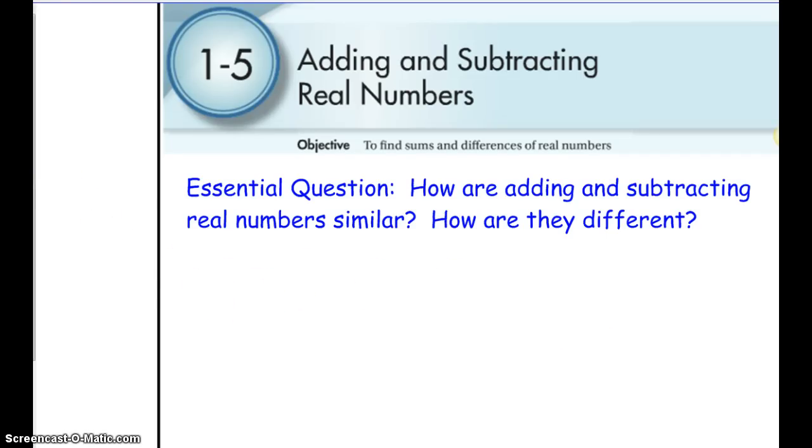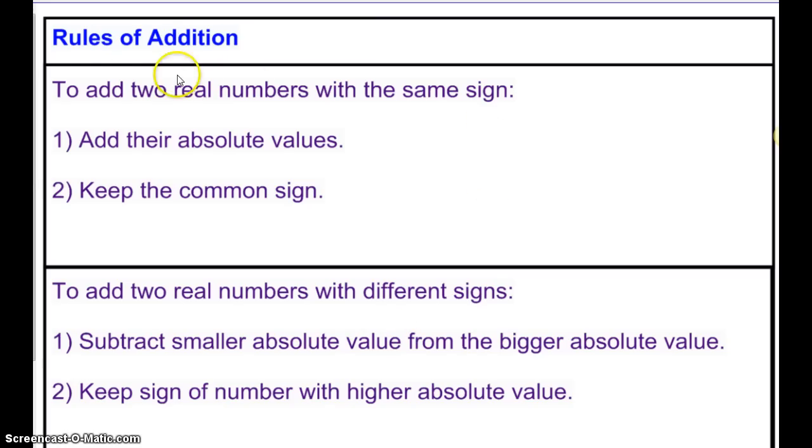Let's just start with what our rules are. Rules of addition. To add two real numbers with the same sign, you add their absolute values and you keep the common sign. So if I add a positive and a positive, my answer is positive. You got it. So a positive plus a positive equals a positive. If they're both negative, then the answer is going to be more negative. This one right here catches a lot of people off guard.